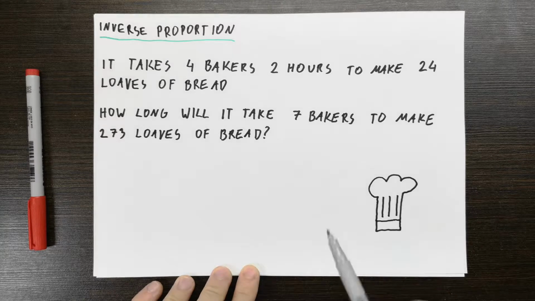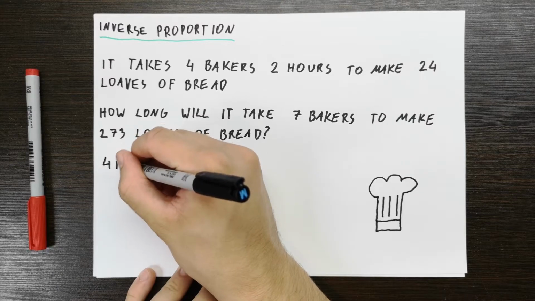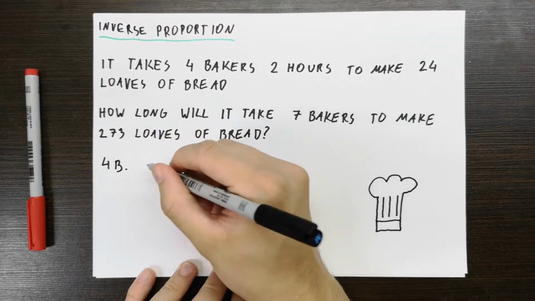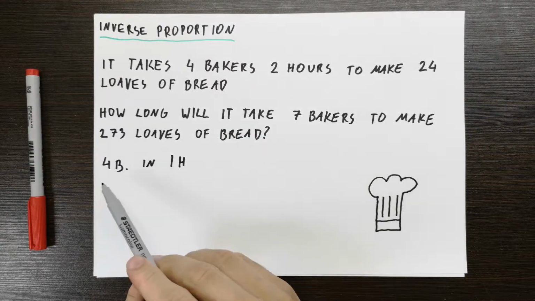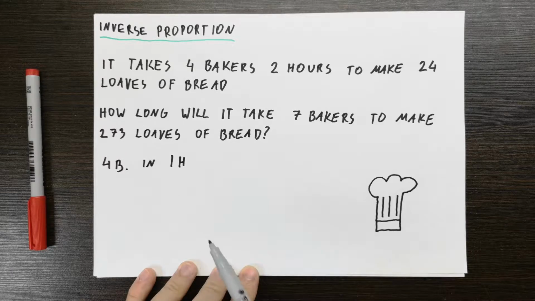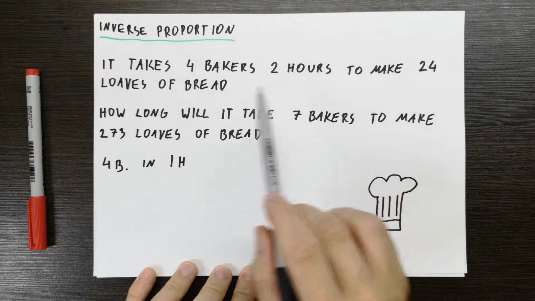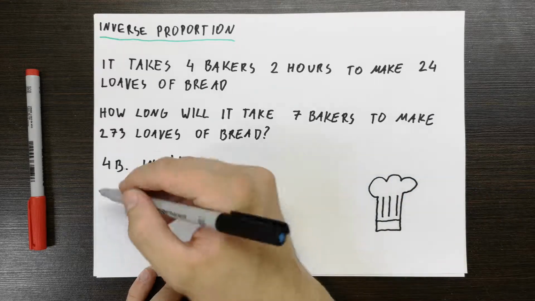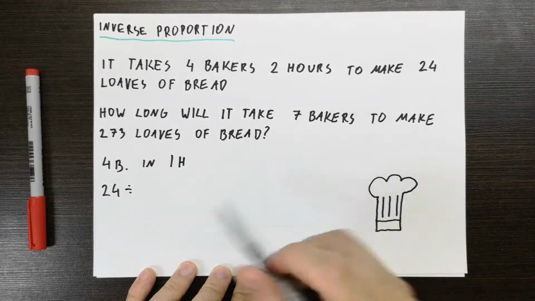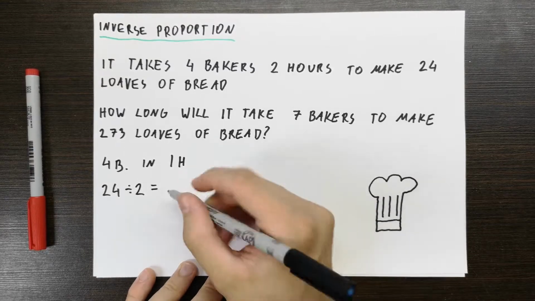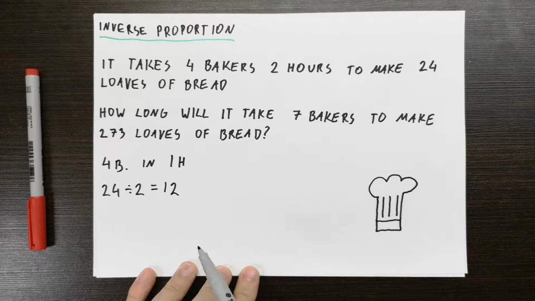So how much bread can 4 bakers make in 1 hour? 4 bakers, I will shorten that with a B, in 1 hour with an H. So 4 bakers in 1 hour can make half of that, right? Because we divide 24 by 2, and that will give us the 1 hour. So 24 breads divided by 2 hours will give us 12 breads. 4 bakers can make 12 breads in 1 hour.